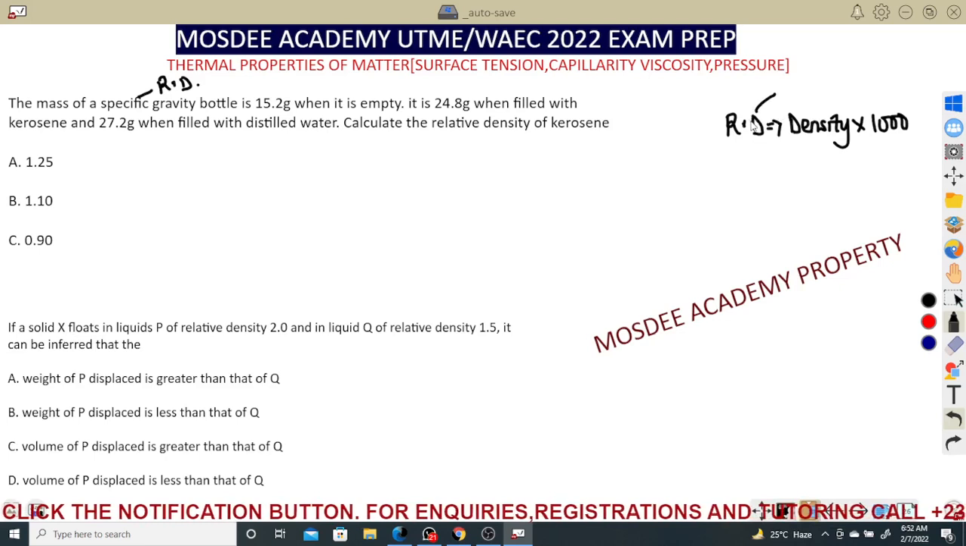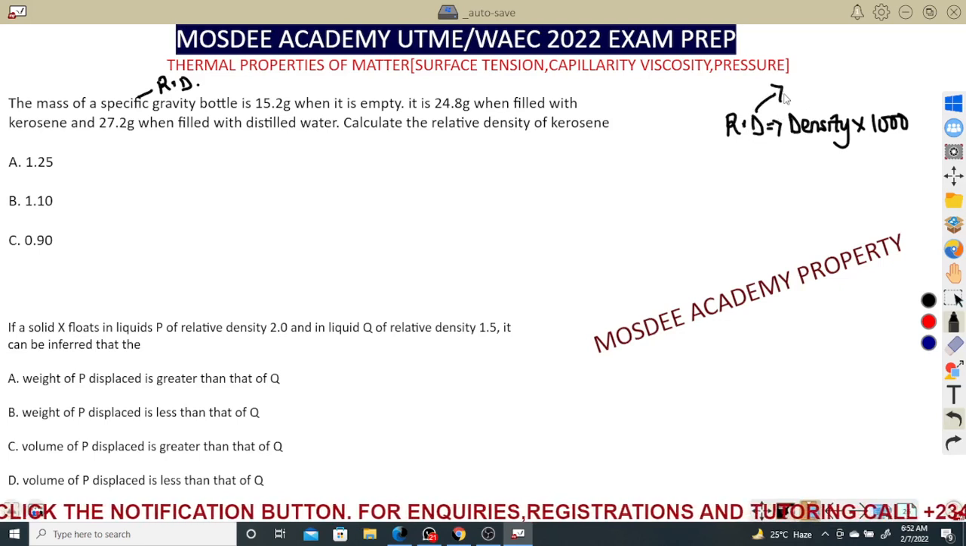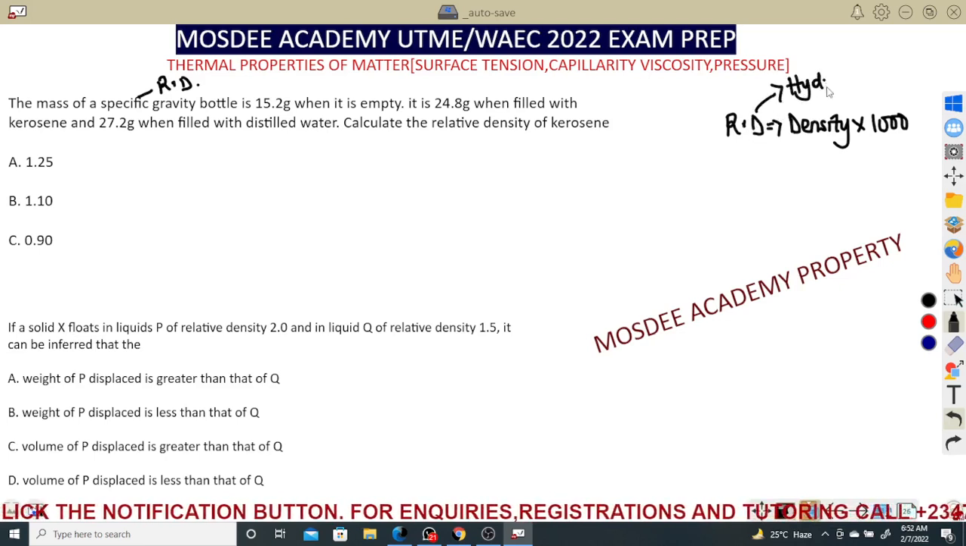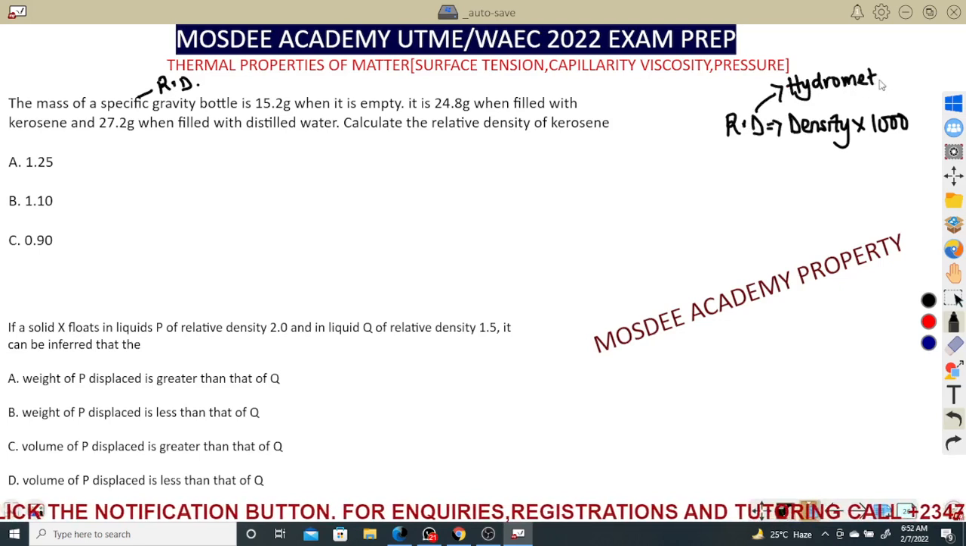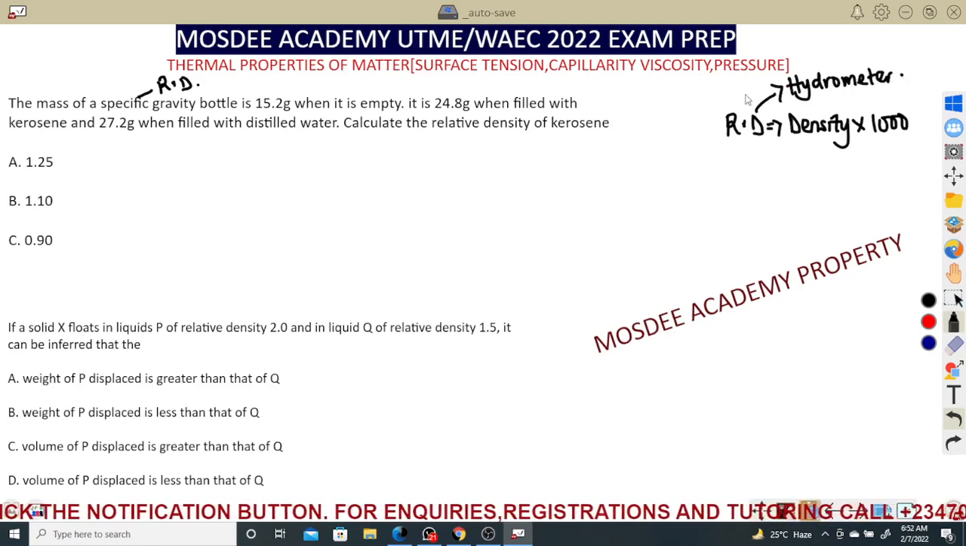Another one, from an old version of the question: the relative density of a substance is measured using the hydrometer, and the relative humidity is measured using the hygrometer. That one is an old version which you can see anytime as well. Be careful about that as well.